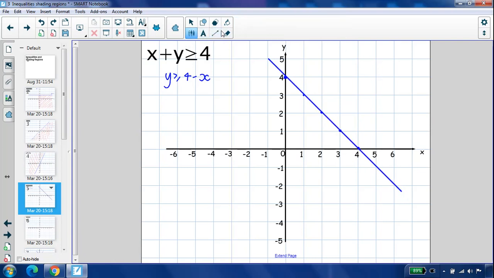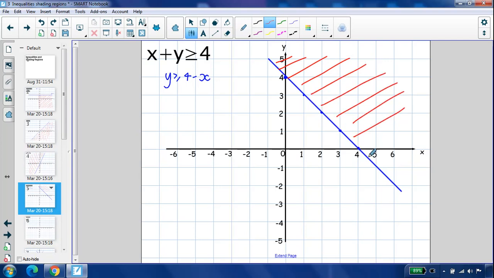And let's find the region. So I might choose the point 0, 0 over here, a really easy point. So if x is 0, I'll have 4, y is 0, so 0 is greater than or equal to 4, which is not the case. So I've got the wrong side, and I'm going to have this region here shaded.